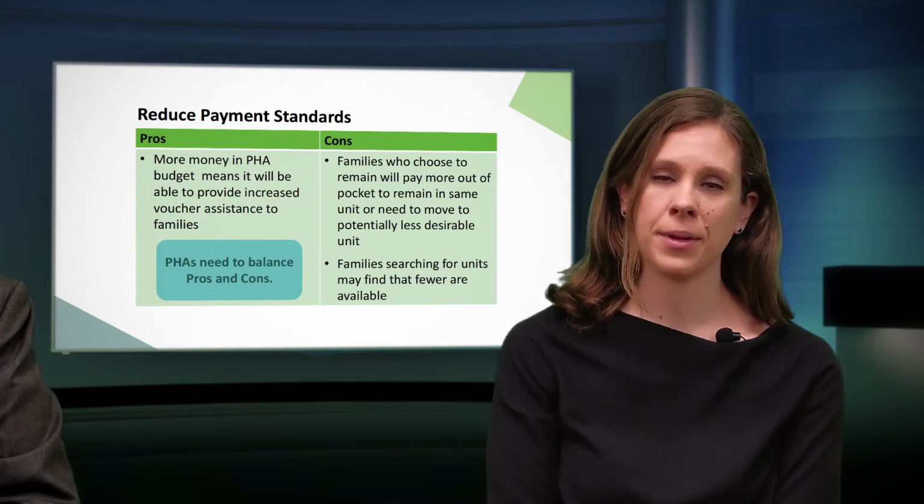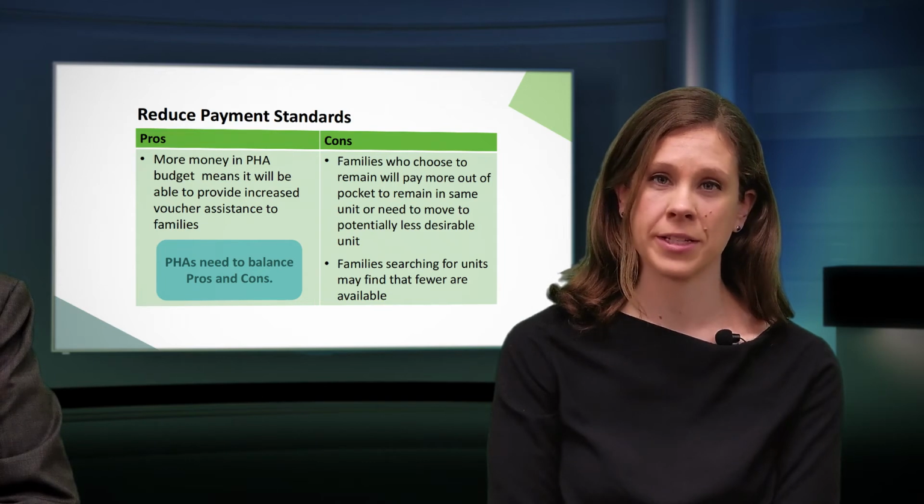For example, if a PHA implements lower payment standards in lower cost areas, the lower HAP payments in those areas may help to reduce average HAP costs. This may allow the PHA to serve more families or to offset increases in HAP as families relocate to higher cost areas. It may also provide an incentive for families to move to higher cost areas.